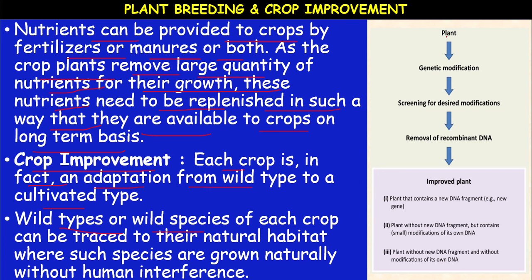Here, first the plant is selected, the genetic modification must be done, then screening for the desired modifications, and removal of recombinant DNA. Improved plant means the plant that contains a new gene fragment, or the plant without a new DNA fragment but containing small modifications of its own DNA. Gene manipulation it is called. Next, the plant without a new DNA fragment and without modifications of its own DNA. The improved plants show these qualities.